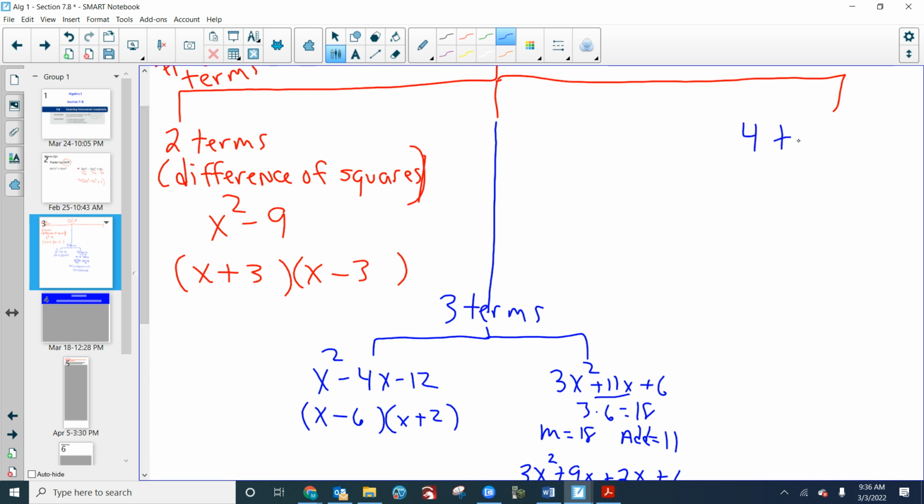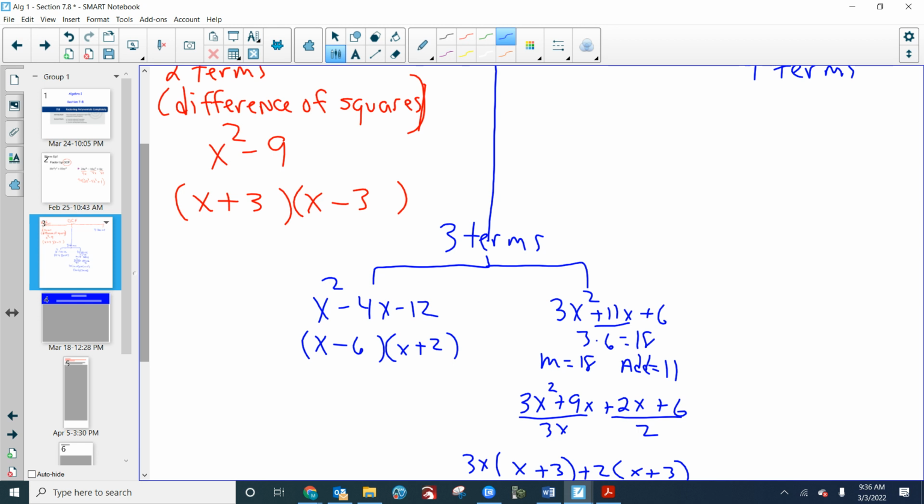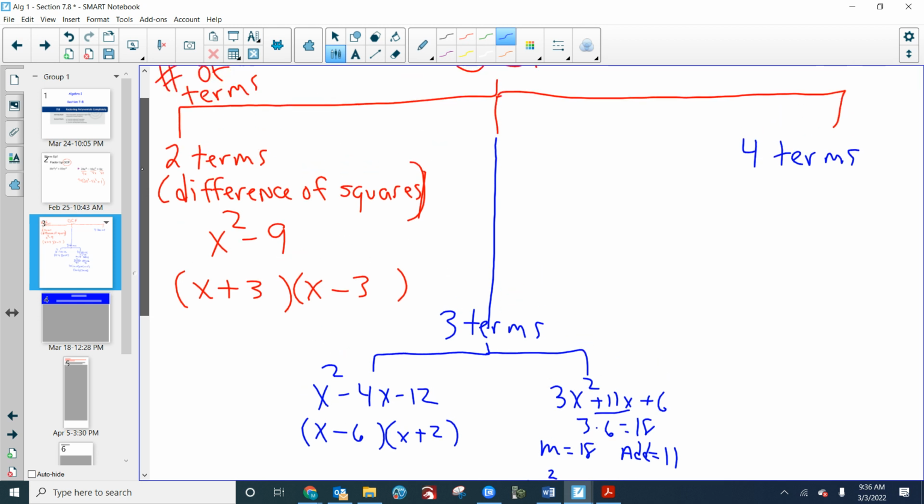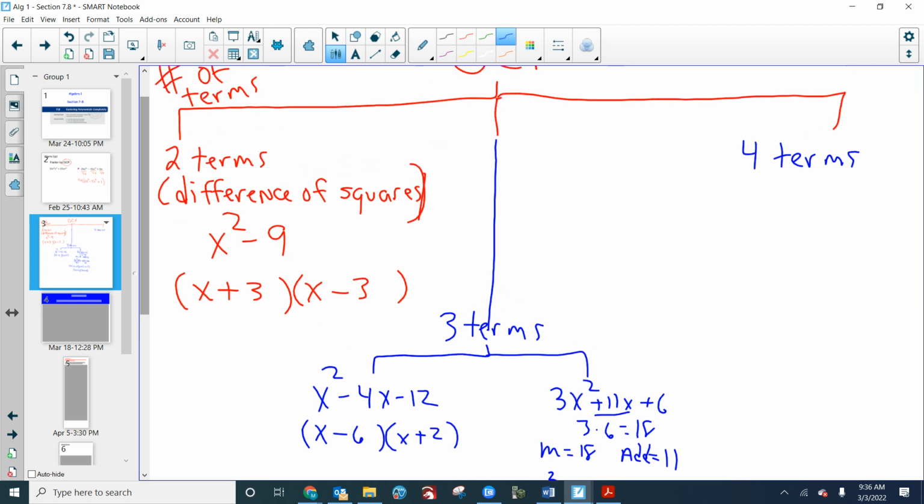Now, guys, we already do that right here. Look. 1, 2, 3, 4. What's that called? What do we do when there's 4 terms? Factor by grouping. We factor by grouping when there's 4 terms.